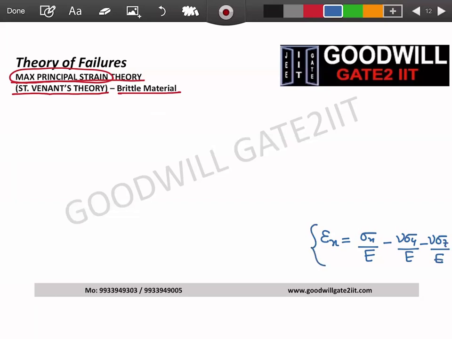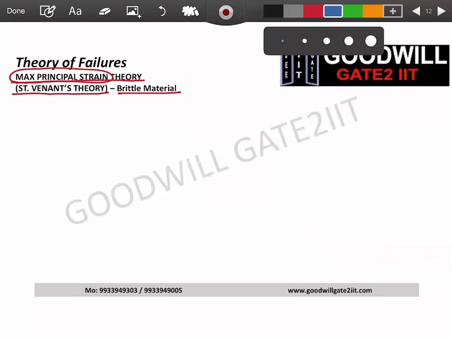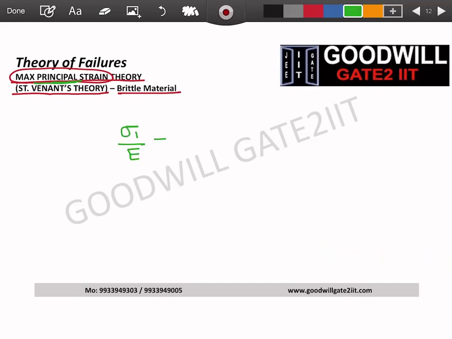Correct, right? Now, we are talking about principal strain. So I will be using my principal stress in one direction. Then my other principal stress will give me this. My third principal stress will give me this. And if my principal strain is less than the material maximum strain, then I have a pass. My material is good.